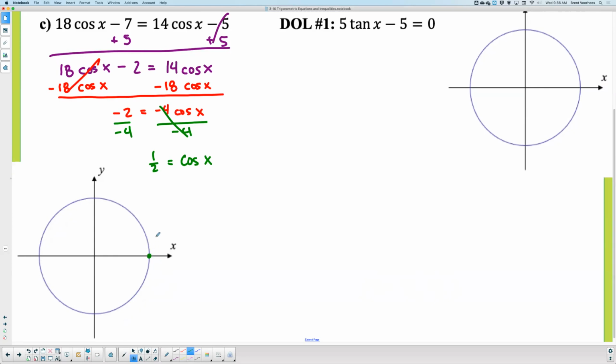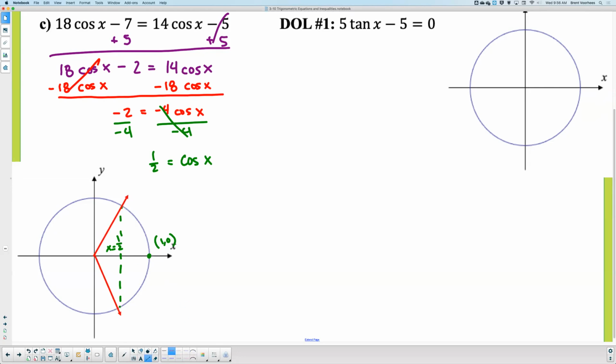Again, here's 1. Here's the x value. Whoops, I did that backwards. 1, 0. So half is halfway. That would be 1/2. And so x equals 1/2 would be right here, which means it would be a line connecting these 2 points on the unit circle. So let's go ahead and add that in.